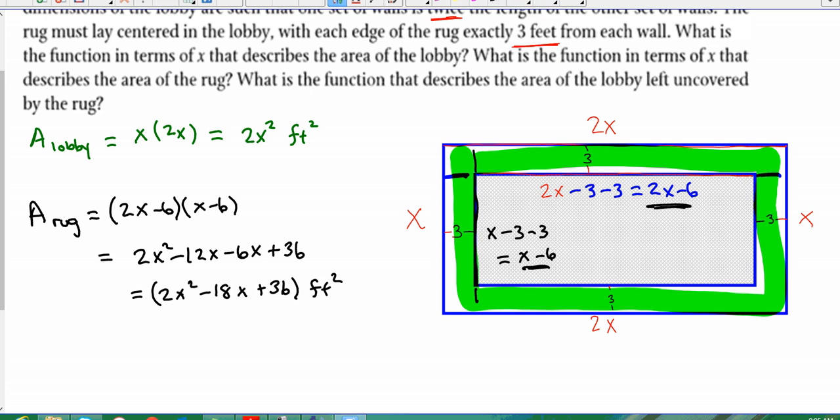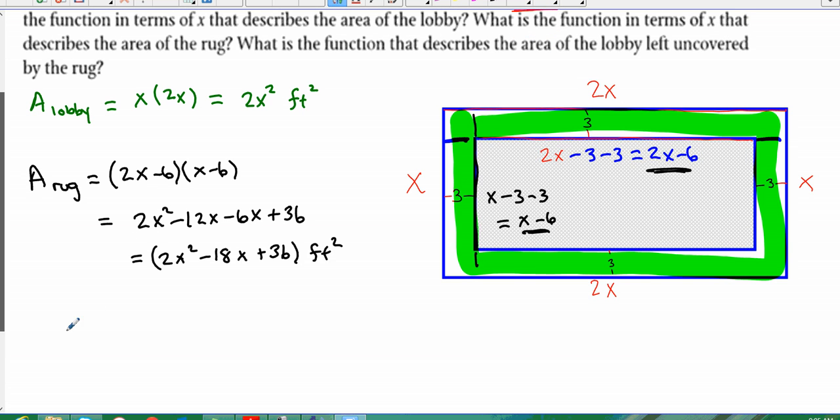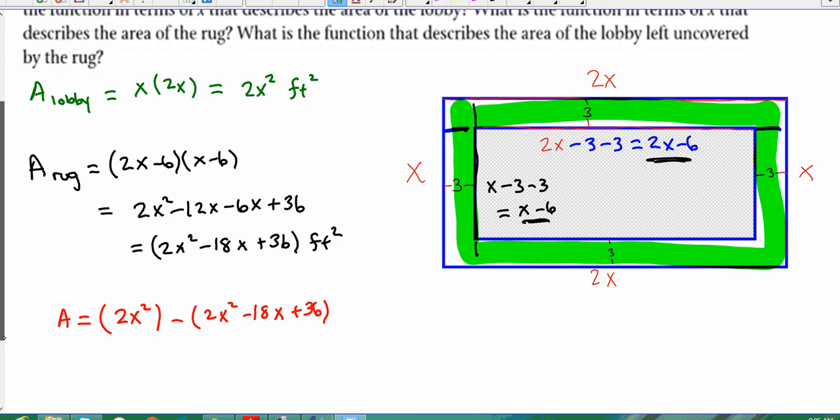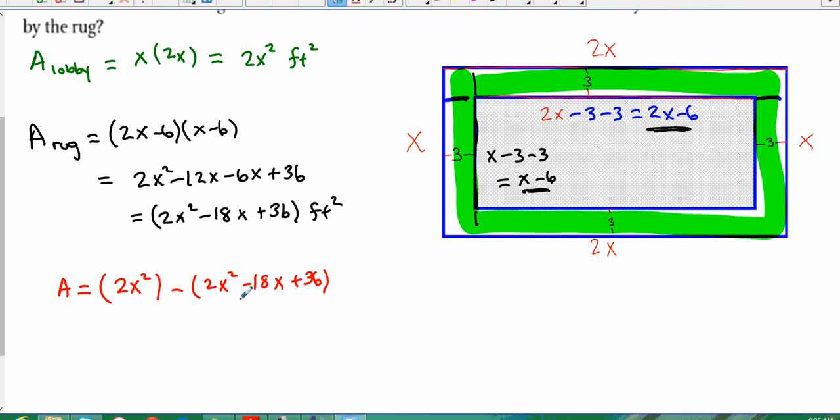So we're going to take the larger function, which is the lobby, and we're going to say the area is equal to 2x squared, and we're going to subtract away the rug, which is 2x squared minus 18x plus 36. You should see that this is very similar to subtracting your functions, which is what we did before. Just make sure that you guys are putting this in parentheses. Always put your functions in parentheses. That way we show that we're distributing that negative, otherwise you're going to get a wrong answer.